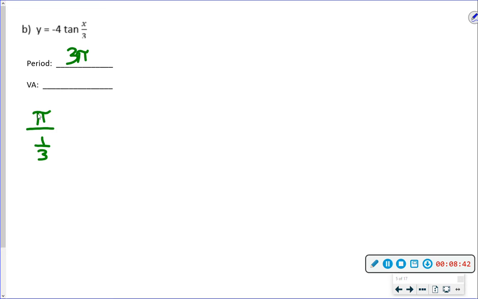All right, vertical asymptotes. We take whatever's with x over 3. And I have to remember tangent, top and bottom points. So positive pi over 2, negative pi over 2. The only thing that's different from the last one, I have to do a little algebra here to solve for x. I need to get rid of this over 3 situation. So my vertical asymptotes are plus or minus 3 pi over 2. Which makes sense to me. Negative 1.5 to positive 1.5, we're going to cover 3.